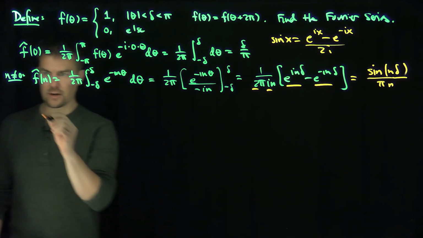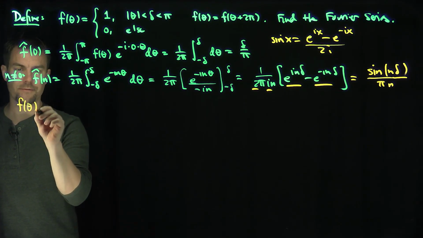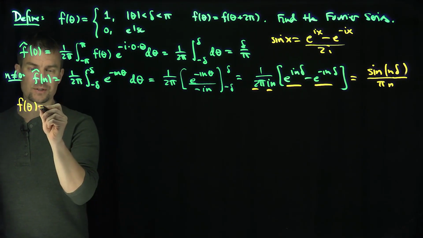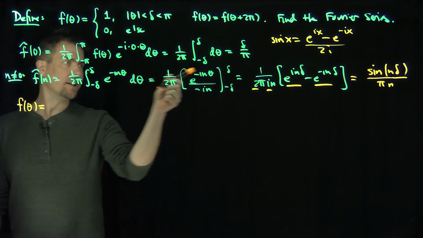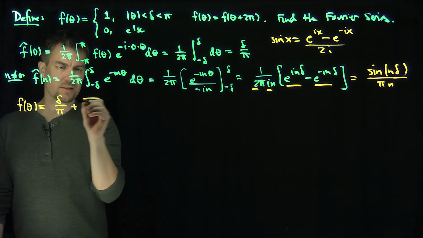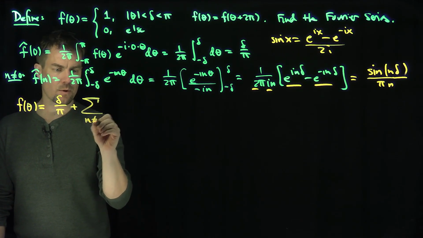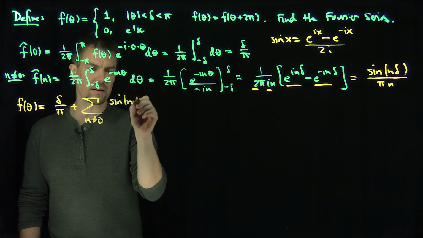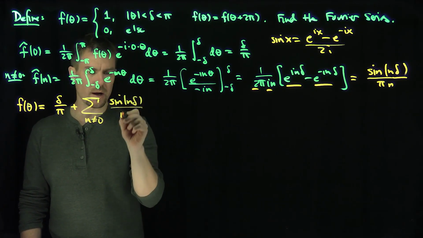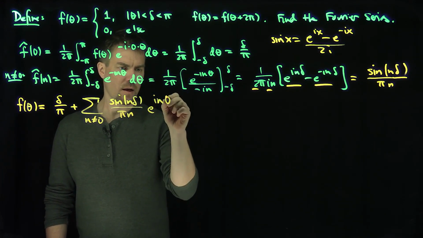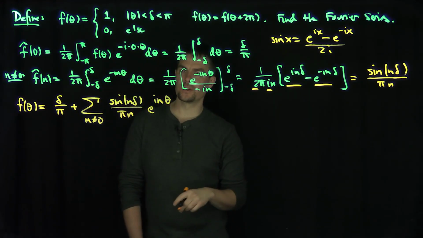So now I have our Fourier series. Our function, f of theta, is therefore equal to what? Since the function is smooth, except for the points negative delta and delta, its Fourier series is going to exist and it's going to converge to the function. It's going to be the 0 mode, just delta over pi, plus the non-zero modes, n not equal to 0, of the Fourier coefficient sine of n delta over n pi, e to the i n theta. That's our complex Fourier series.